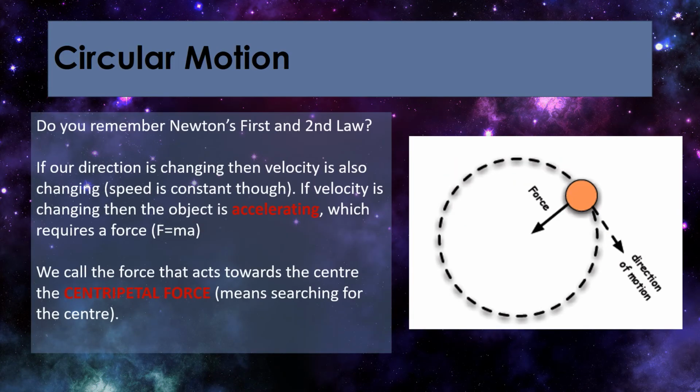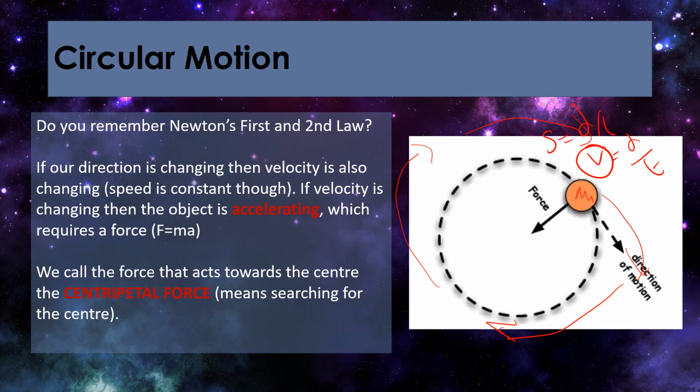So when we look at Newton's first law, we're talking about changing velocity. If the velocity changes, then the object is accelerating, which requires a force. So this object might have a constant speed moving around, so the speed's the same, but as soon as it changes direction, it changes velocity. And as we know, velocity is distance divided by time. So velocity means that it's changing direction.